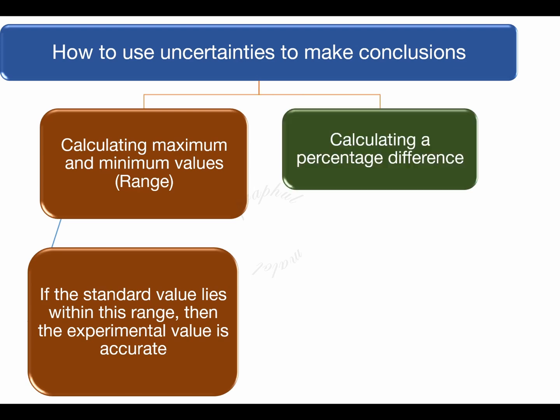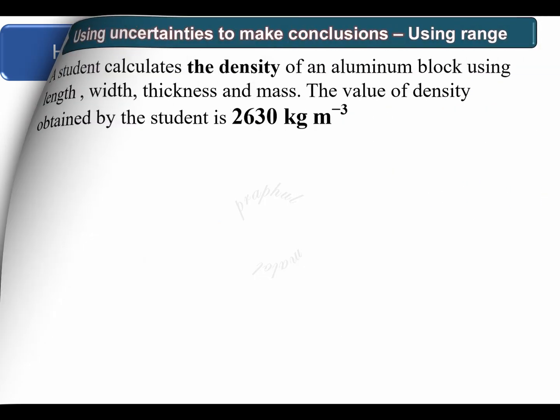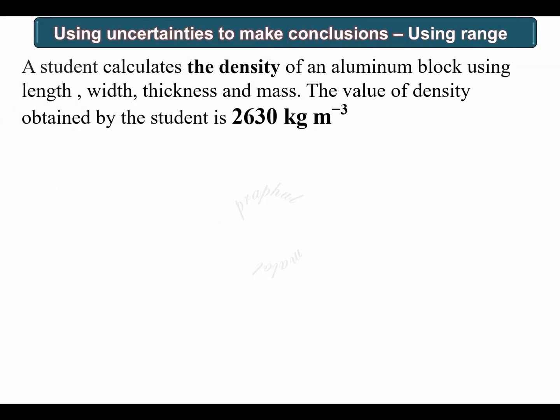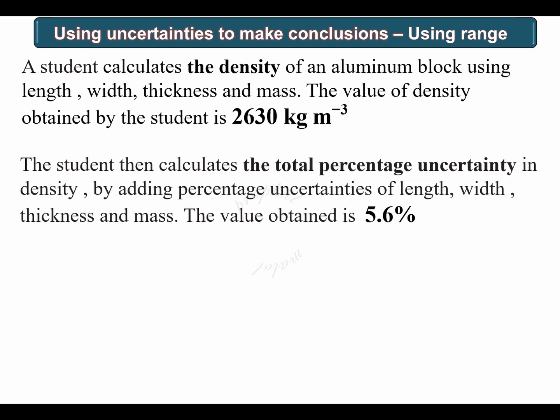The second method is to calculate a new quantity called percentage difference. I will talk about that later. First example, a student is given an object. He measured the length, breadth, thickness and mass of the object, then calculated the density of the material, and he got 2630 kilograms per meter cube. He also has calculated all the uncertainties in all the measurements, converted to percentage uncertainties, and finally got 5.6% as the total percentage error in the experiment.